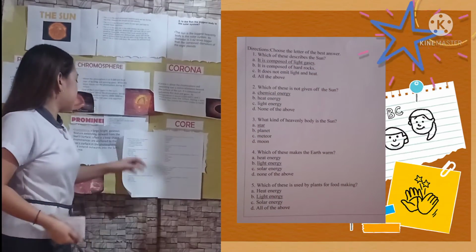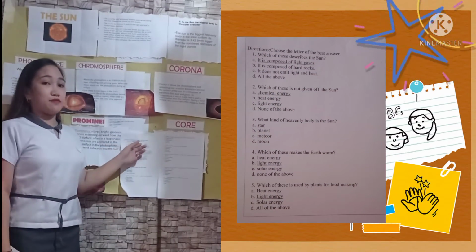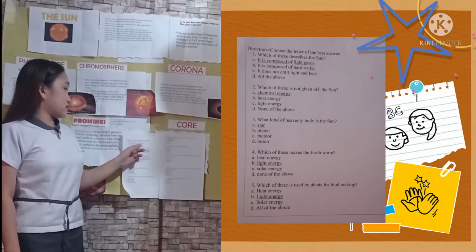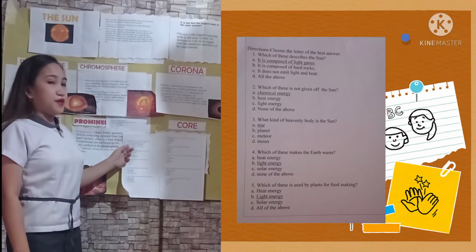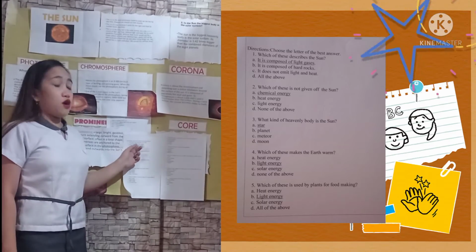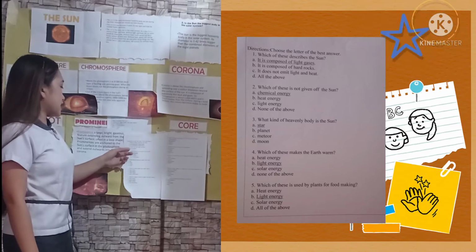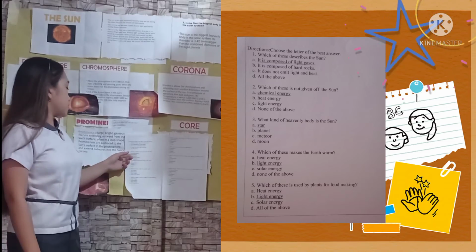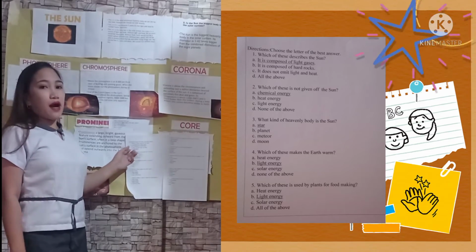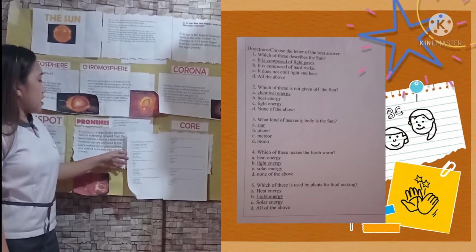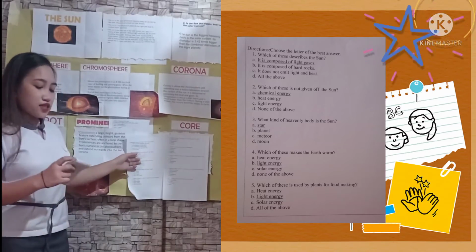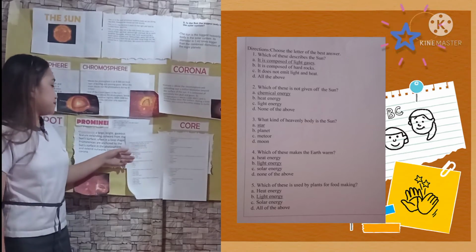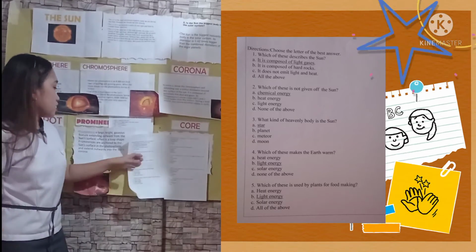Okay, number 1. Which of these describes the sun? Letter A, it is composed of light gases. Letter B, it is composed of hard rocks. Letter C, it does not emit light and heat. Letter D, all of the above. Okay? The answer is letter A. It is composed of light gases.